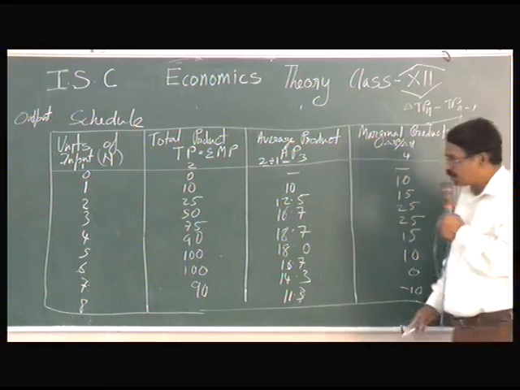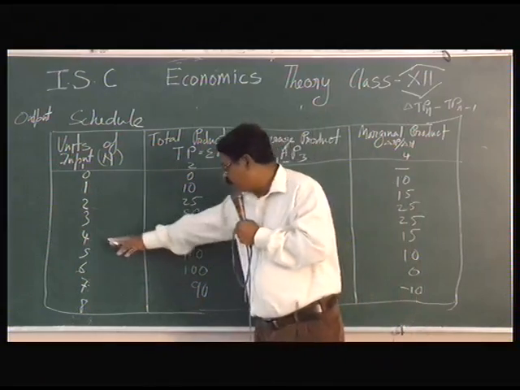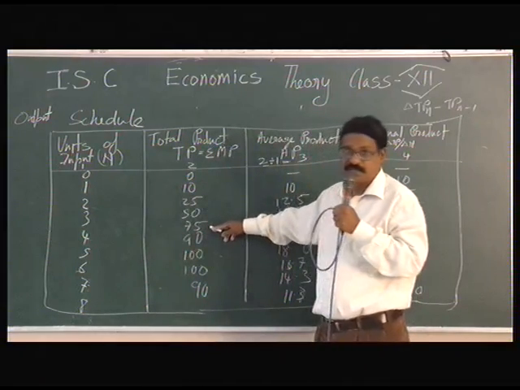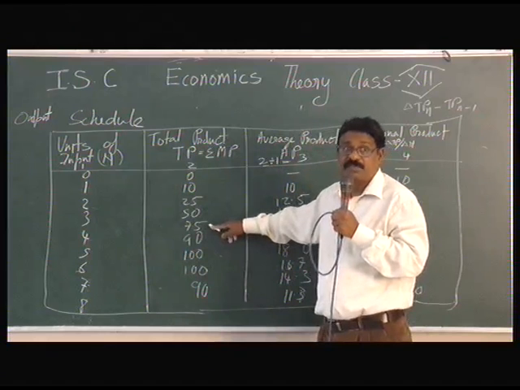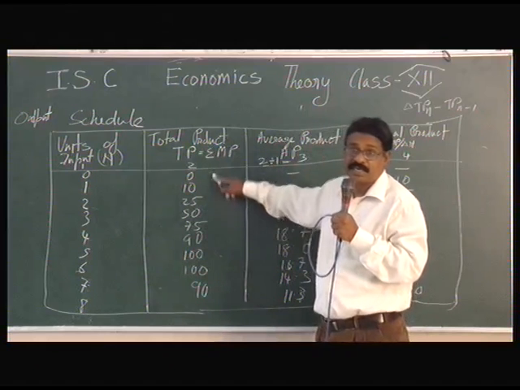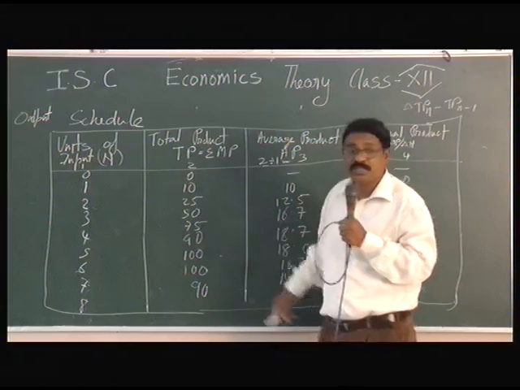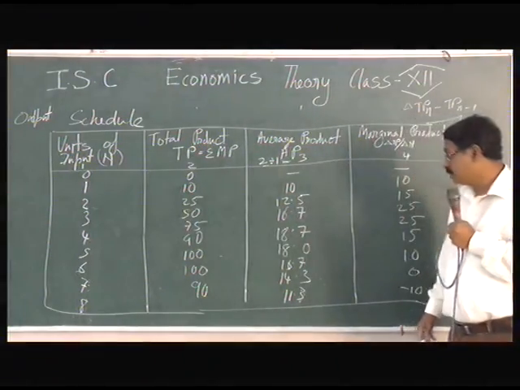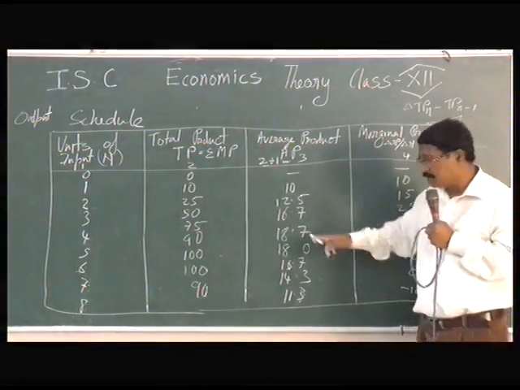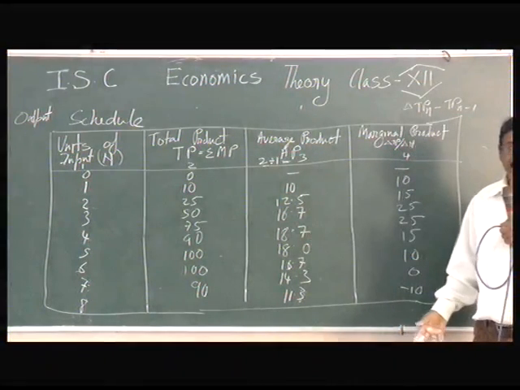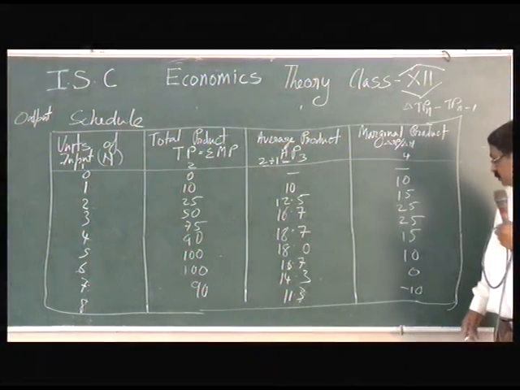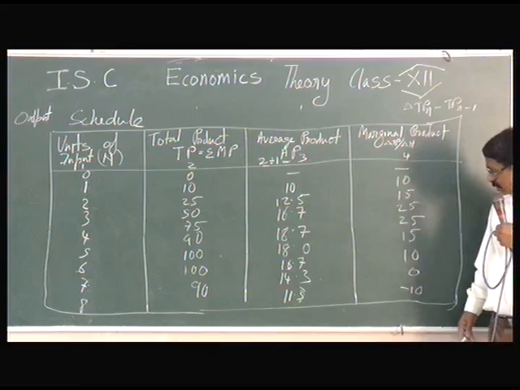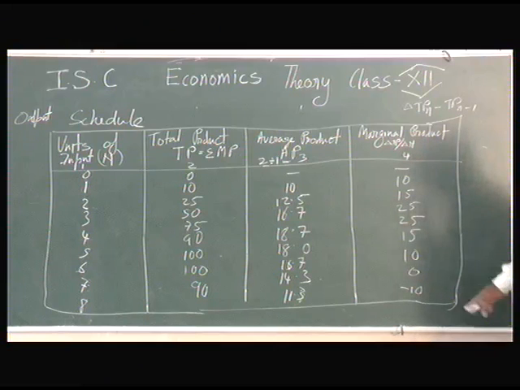Now the fourth labor comes and joins. He produces 75. So this is total, not his personal contribution, but the entire team together produces 75. 75 divided by 4 comes to 18.7, average product. And then the marginal becomes 25 again. Can you see? It's 25 again.